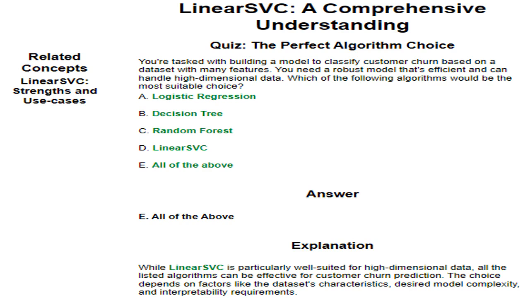You're tasked with building a model to classify customer churn based on a dataset with many features. You need a robust model that's efficient and can handle high-dimensional data. Which of the following algorithms would be the most suitable choice?